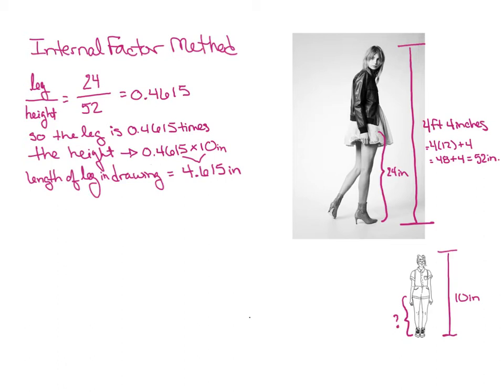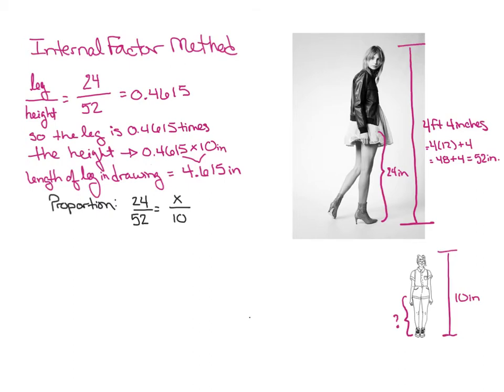So again, the internal factor is comparing the factors within one figure, figuring out what their ratio is, and using that to create the same ratio in the image. And if we were to set a proportion up for the internal factor method, we have our original, the actual length of the leg over the height of the person, compared to the drawing length of the leg over the height of the person. And then of course we can cross multiply and solve the proportion that way.